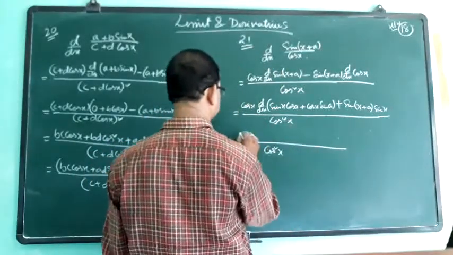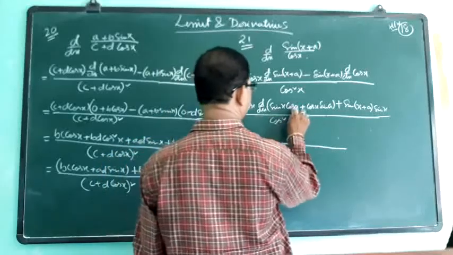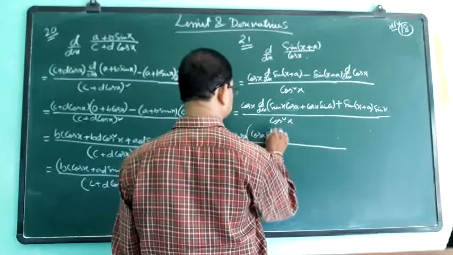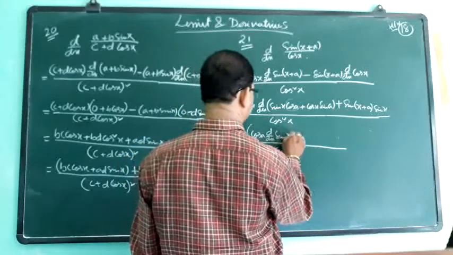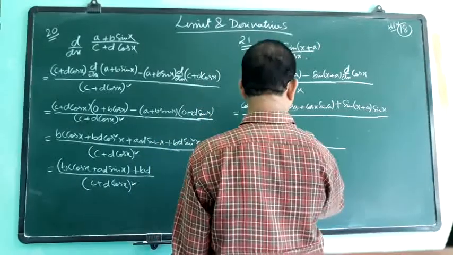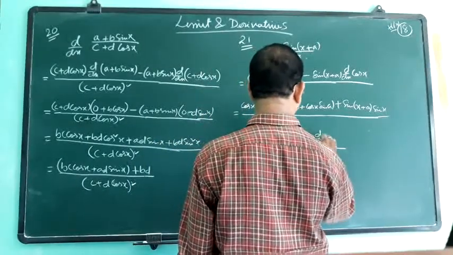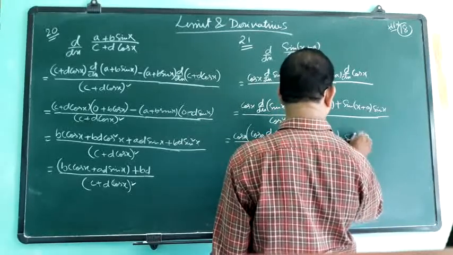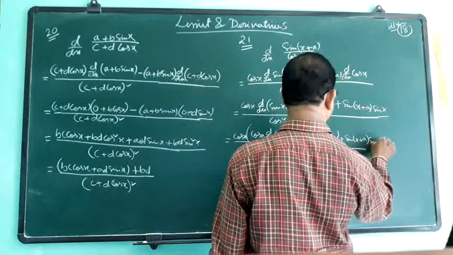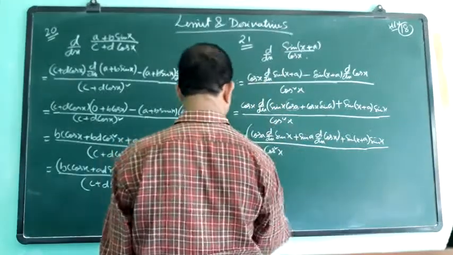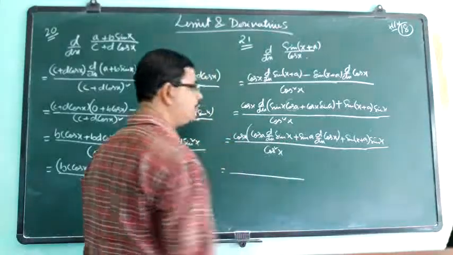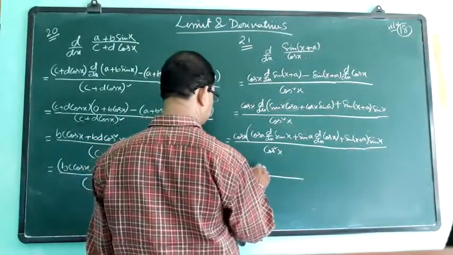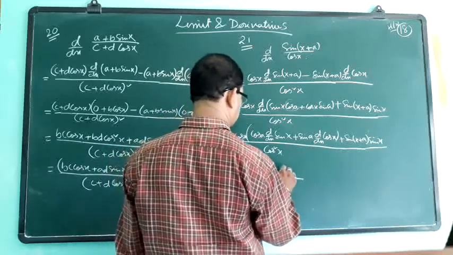Cos square x. If we differentiate, this was the constant, so cos x will come out, and this is sin x. Then sin a will come out, plus sin x plus a sin x. Differentiation of sin x is cos x, so cos x, cos a, cos x.